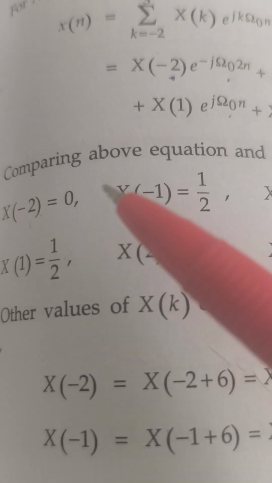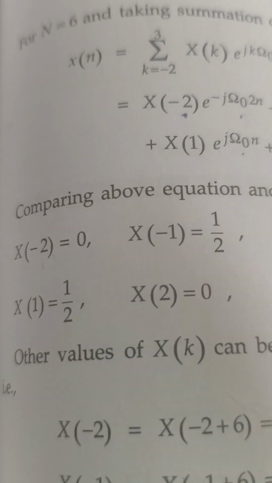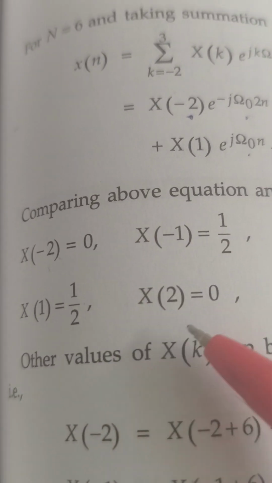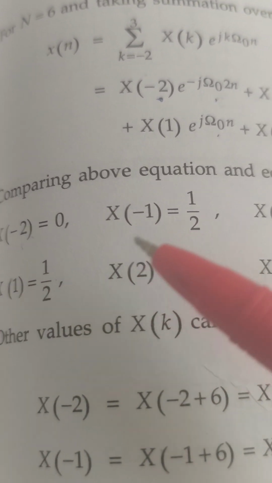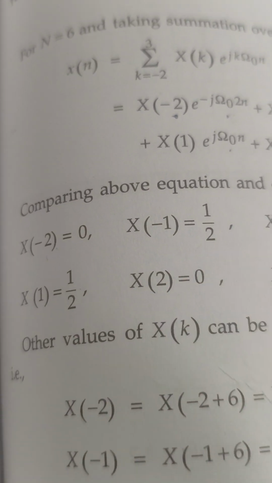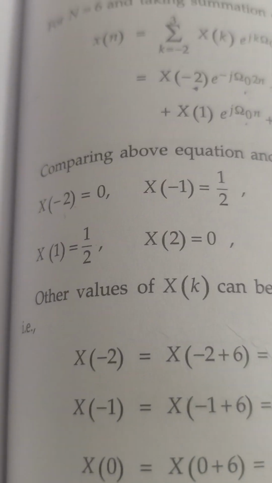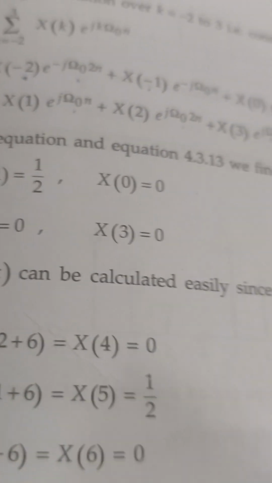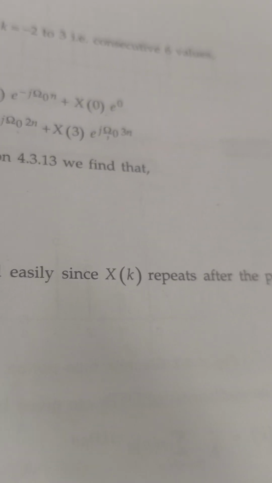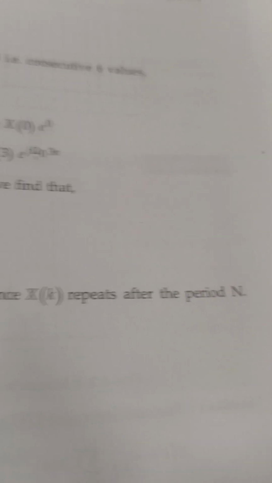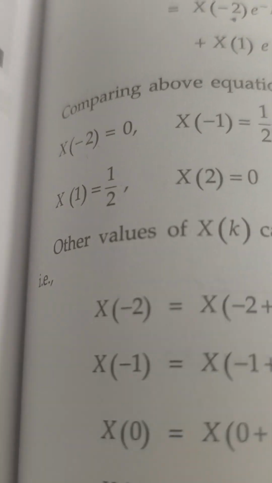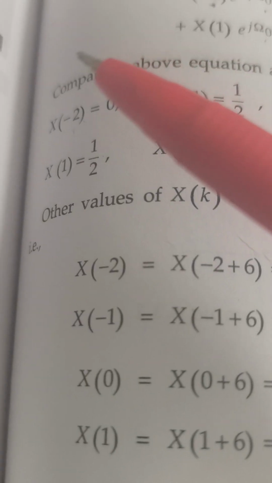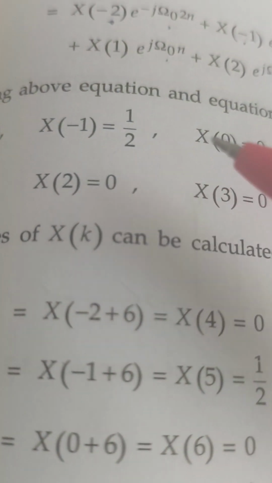For the remaining, x of minus 2 is 0, like this we will get when we compare that one. Therefore these are the values of x of minus 2, x of minus 1, x of 0. We got these values of x of k. From this, the other values of x of k can be calculated easily, since x of k repeats after a period n. Then we can find out the other values also. We have found out the value of x of minus 2, x of 0.